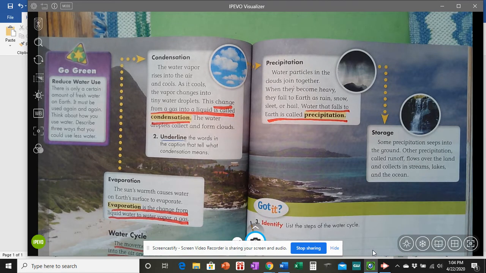We're going to follow the arrow to storage. Some precipitation seeps into the ground. Other precipitation, called runoff, flows over the land and collects in streams, lakes, and the ocean.